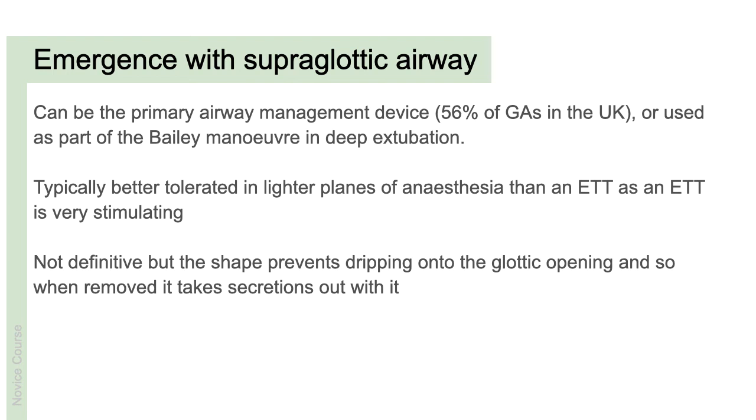Having an endotracheal tube is very stimulating. If you have seen patients who are on intensive care, we typically need to have them on remifentanil, some sort of analgesia, for tube tolerance. A supraglottic airway device is not definitive, but they are engineered and shaped to prevent dripping into the glottic opening. So actually, when we remove a supraglottic airway device, we're also removing a lot of the secretions that have pooled onto it out with it.